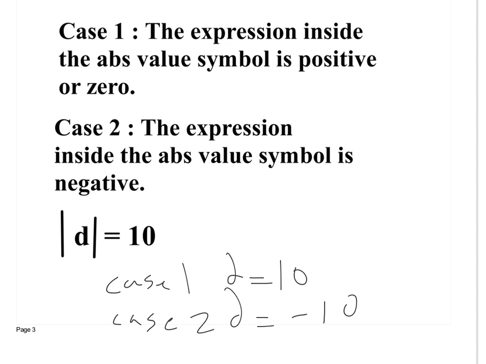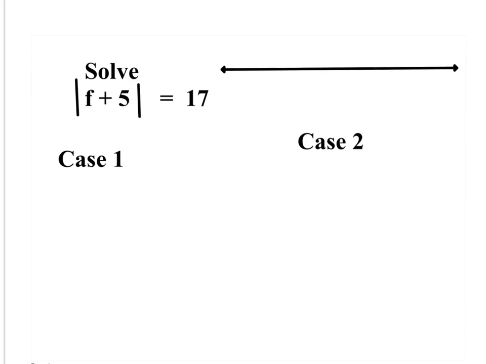What's the absolute value of 10? 10. So case 1 works. What's the absolute value of negative 10? 10. So does case 2 make this a true statement? Yes. So when we're working with absolute value, we're going to have two answers. That's why we have to look at it twice. All right? Okay, write this then.